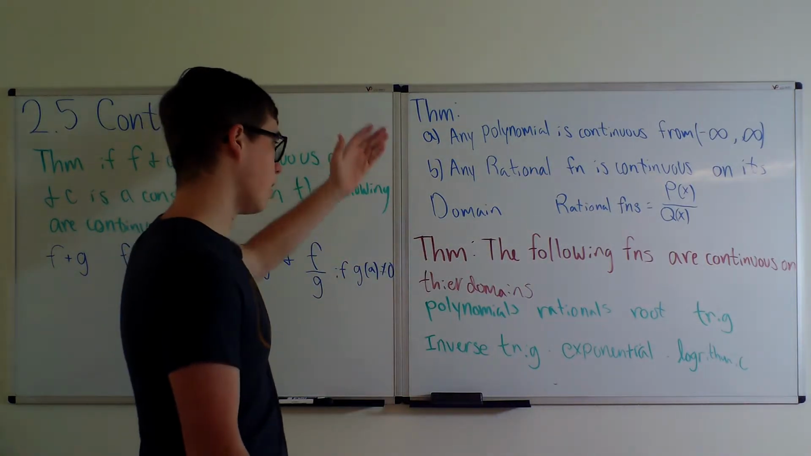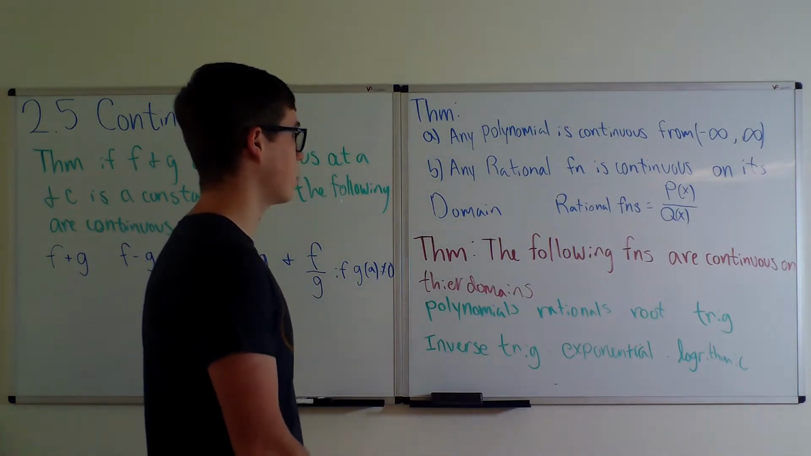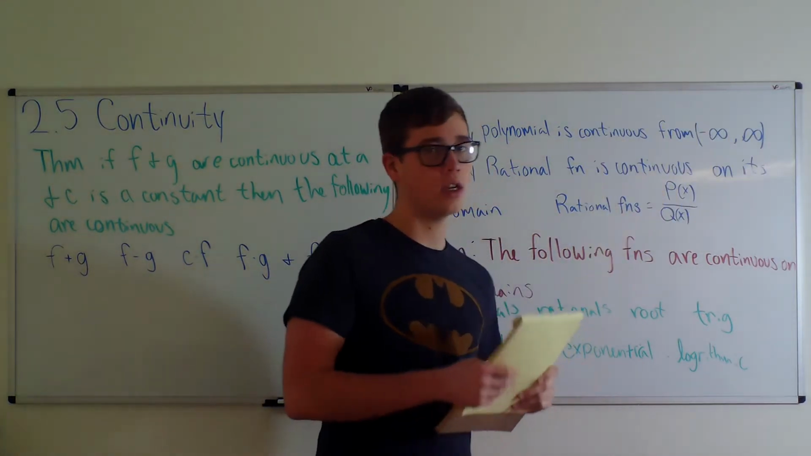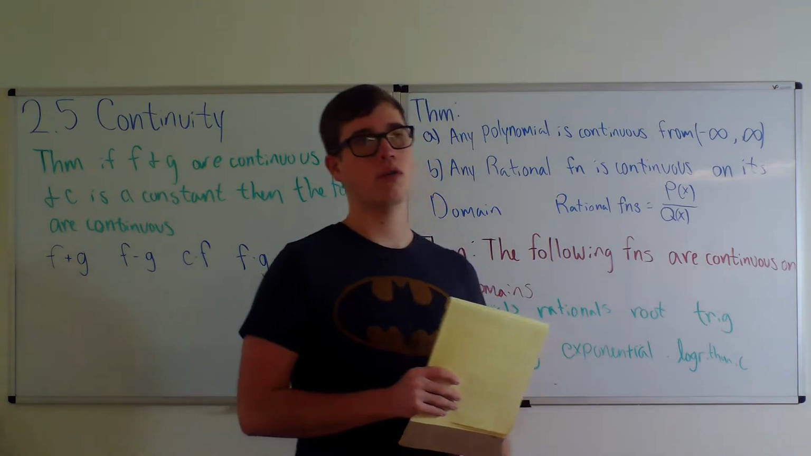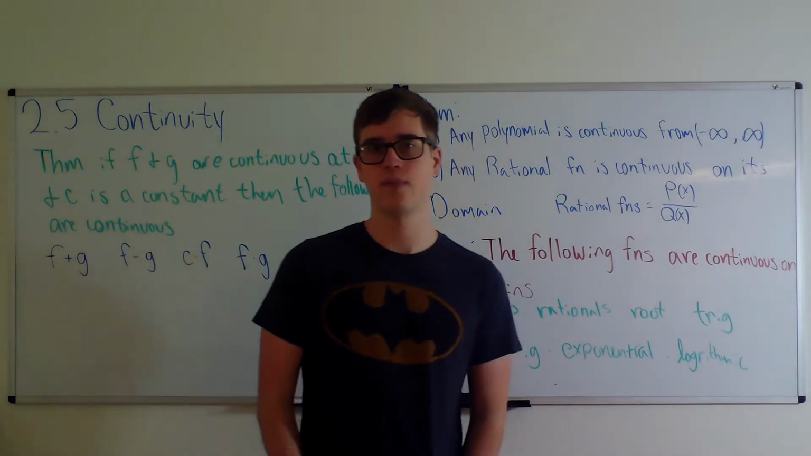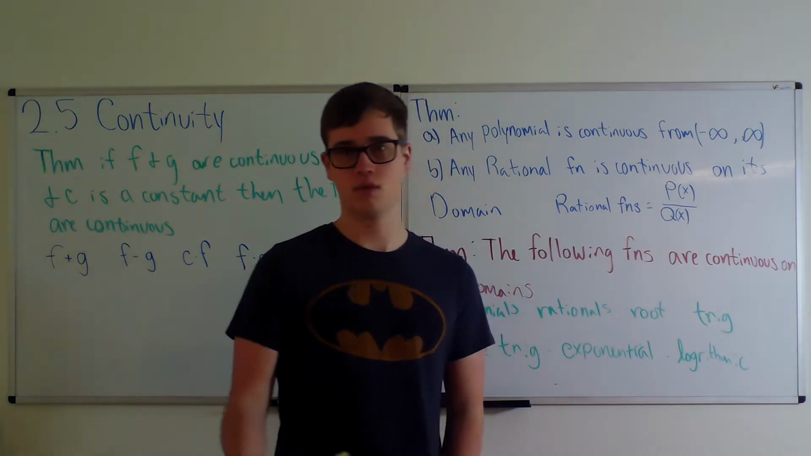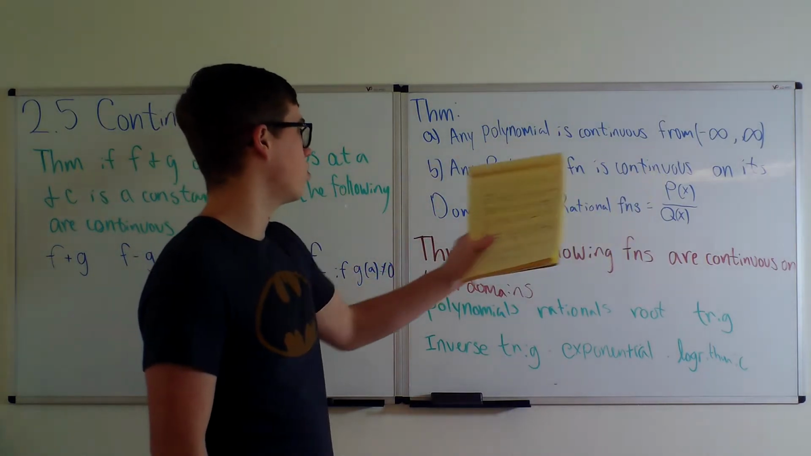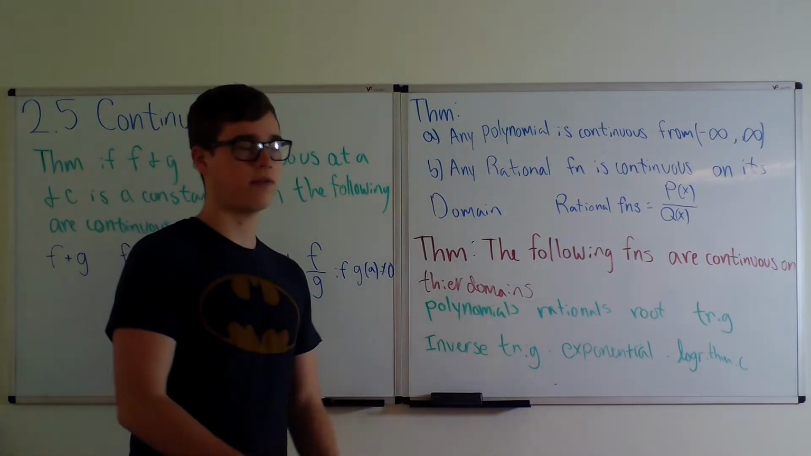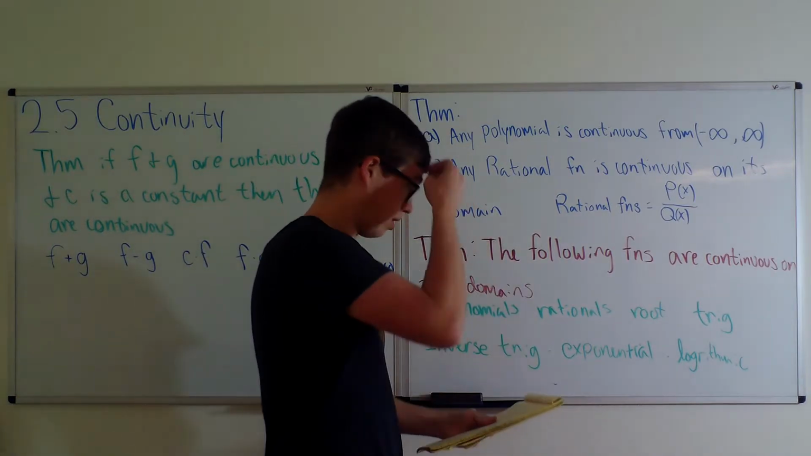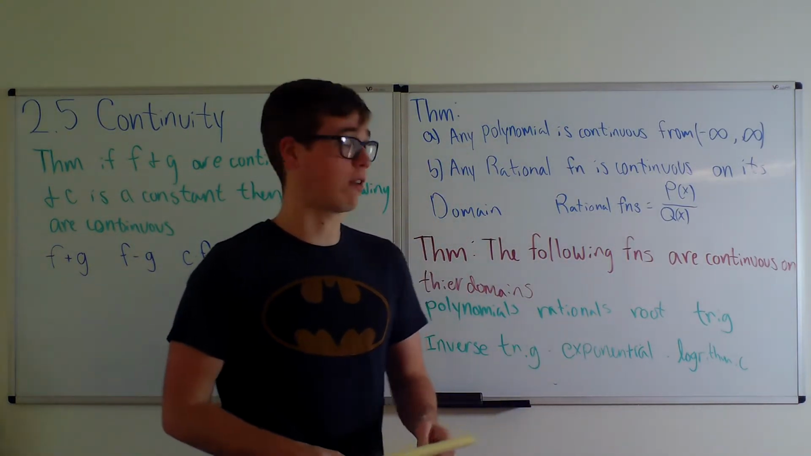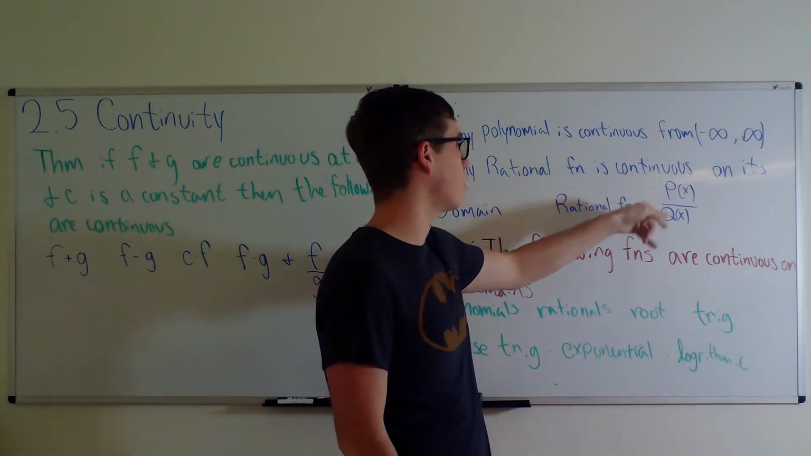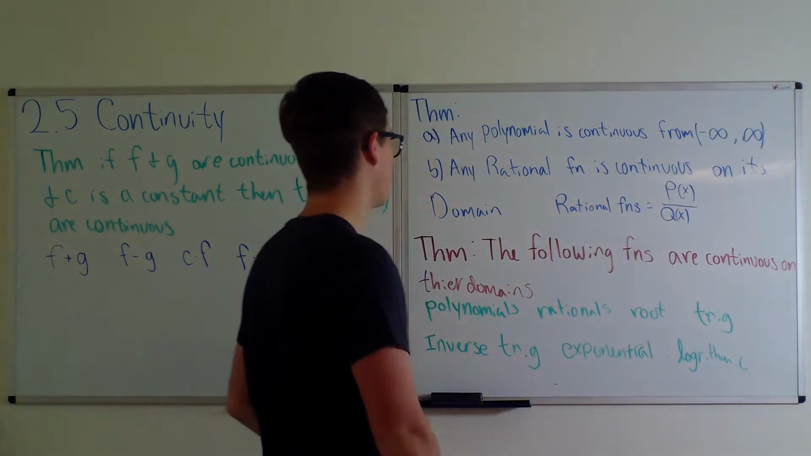So, another theorem. It's just a lot of theorems in this one. Any polynomial is continuous from negative infinity to positive infinity. So that's like your x squared, your x cubed, your 5x to the 4th plus 3x squared plus 2. And then any rational function is continuous on its domain. So what's a rational function? It's two polynomial functions, one over the other. So p of x and q of x are both polynomial functions.